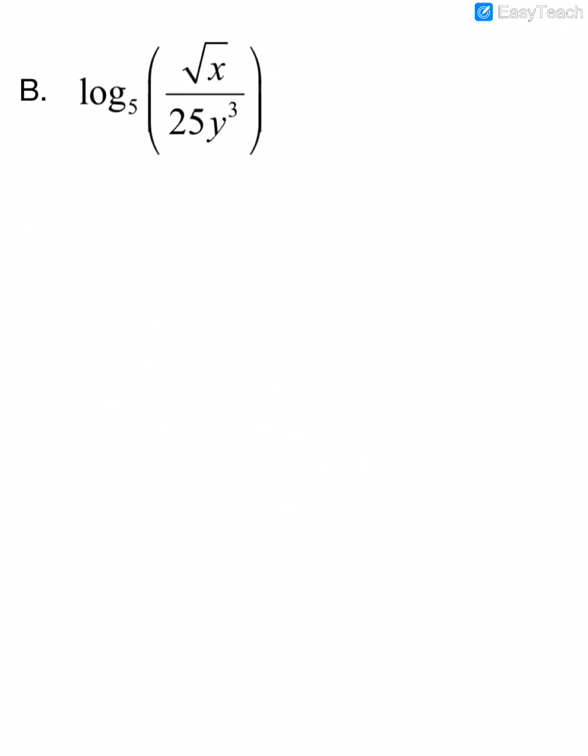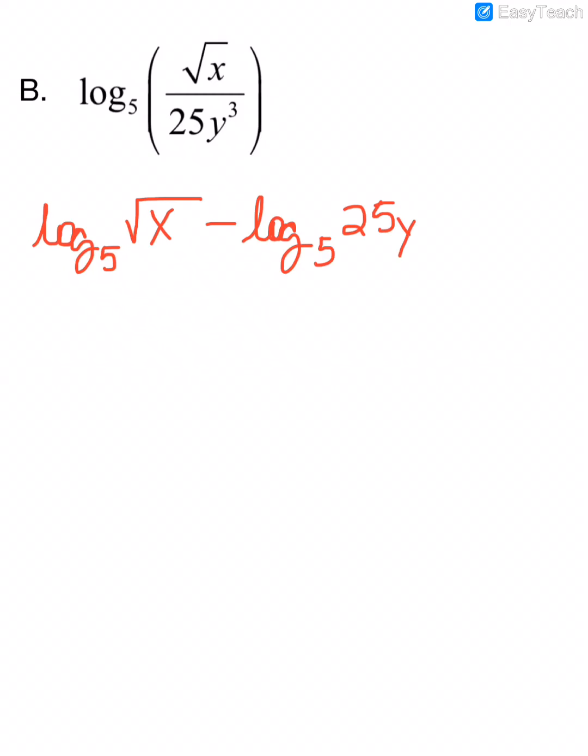Here's another one that we're going to have to use more than one property on. The first thing I notice is that these two terms are being divided. So the way we expand that is using subtraction. So I'd write this as log base 5 of the square root of x minus log base 5 of 25y to the third.